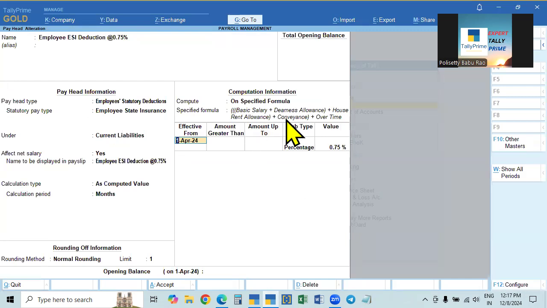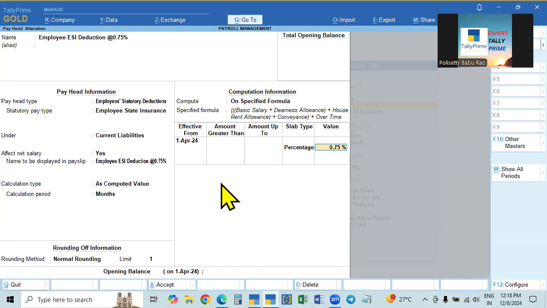So here is all shown: basic salary, dearness allowance, house rent allowance, conveyance and overtime. And here there is no limit of the amount. Actually, there is a limit, I'll tell you. The limit is 21,000 rupees, that is all these amounts together.